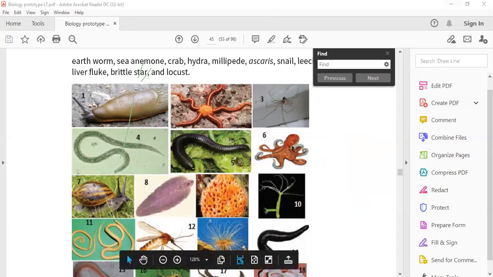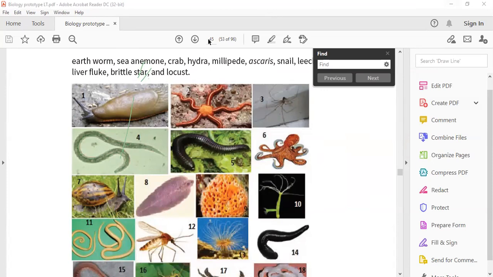So, number seven? Snail. Okay, that is a snail, very good. Number eight by Timothy has already identified it as a liver fluke and it is correct.